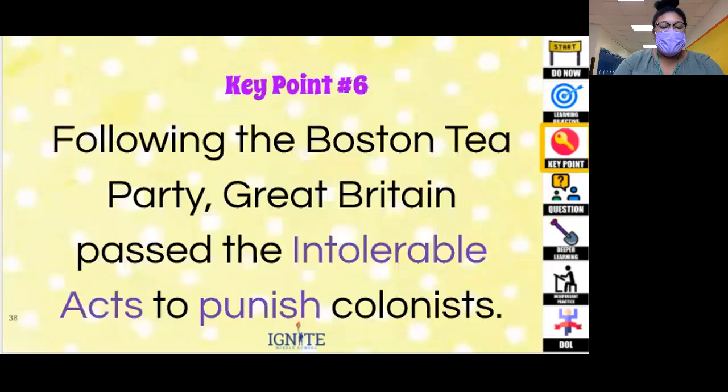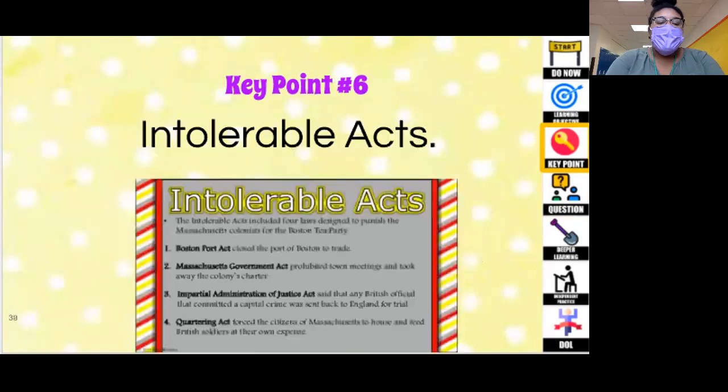Okay, key point 6. Following the Boston Tea Party, Great Britain passed the Intolerable Acts to punish colonists. The Intolerable Acts cover a lot. Most notably, they closed the port of Boston. Because of the Boston Tea Party, Great Britain said to the colonies, y'all can't be trusted. You are no longer allowed to use the port of Boston.